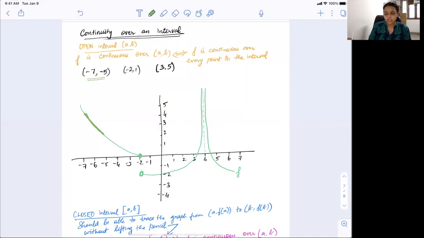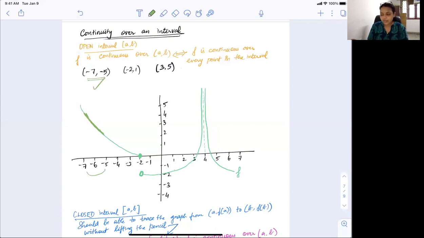Well, the function is defined. The limit is going to exist at any point. And if I approach the function from the left or from the right, it's going to be the same limit. And we can see from the graph that the functional value will be equal to the limit at any point in this interval between -7 and -5. So is the function continuous over that interval? Yes.